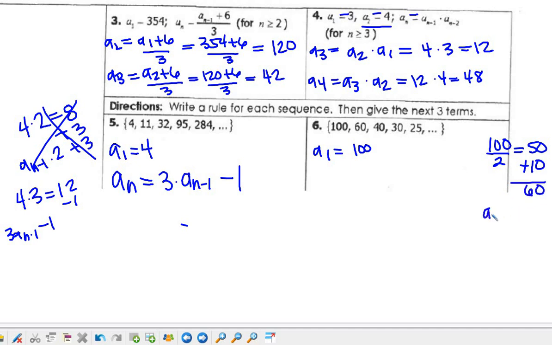So that would mean it's the term before it divided by 2 plus 10. So 100 divided by 2 is 50 plus 10 is 60. 60 divided by 2 is 30 plus 10 is 40. 40 divided by 2 is 20 plus 10 is 30. So that is absolutely my rule. So a sub n is equal to the term before it divided by 2 plus 10.